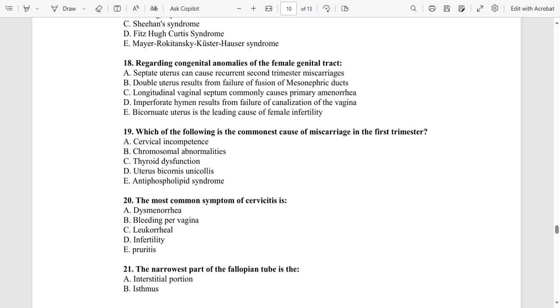The last question: the most common symptom of cervicitis, inflammation of the cervix, is dysmenorrhea, bleeding per vagina, leukorrhea, infertility, or pruritus. What do we think on that one?